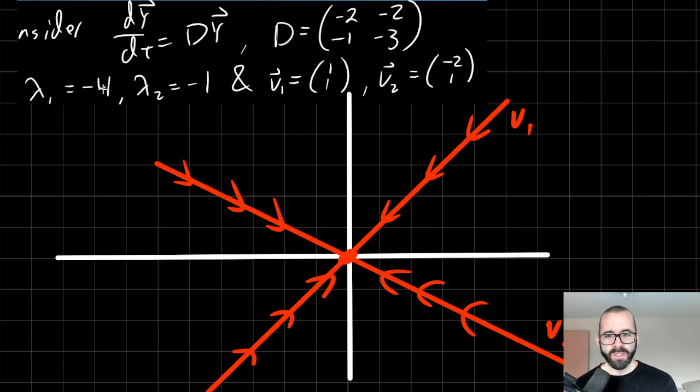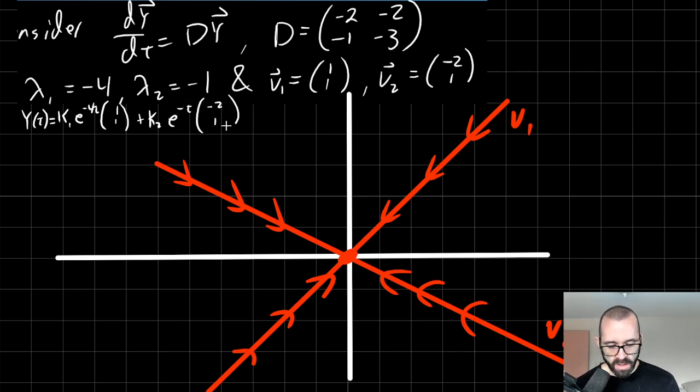We know the general solution is going to have, let's write the general solution. That's y of t equals some constant times e to the negative 4t times the eigenvector 1, 1, plus some other constant, e to the negative t, negative 2, 1. Which one of these vanishes faster? V1 goes away faster.